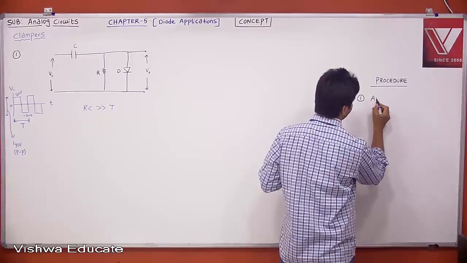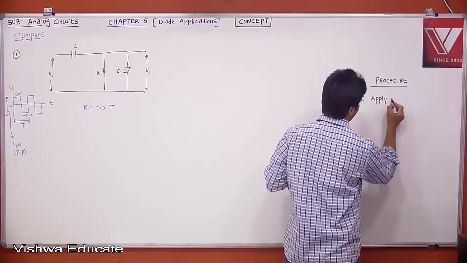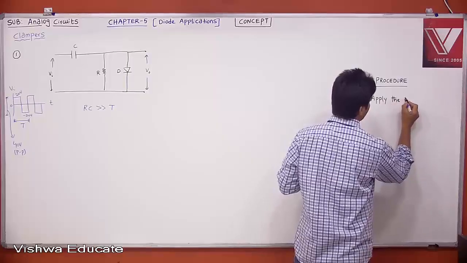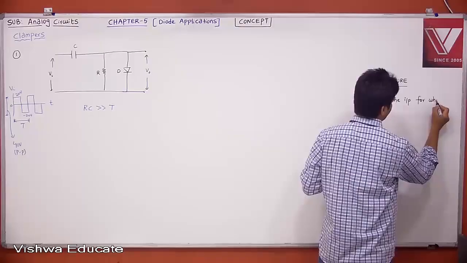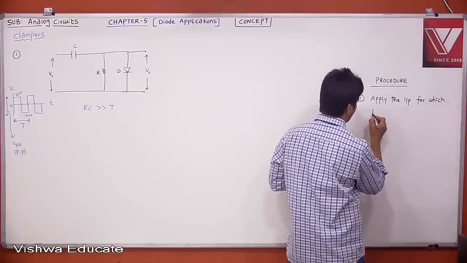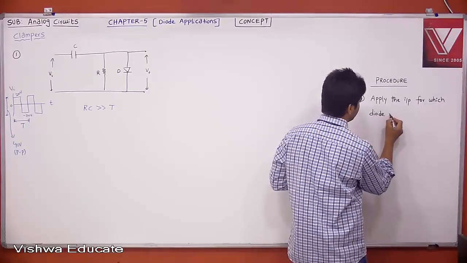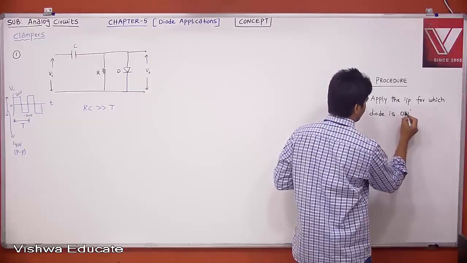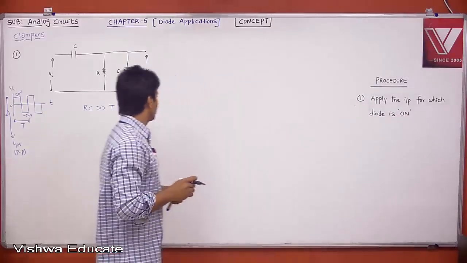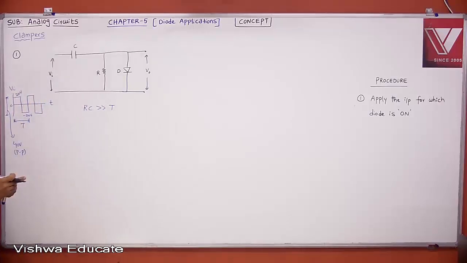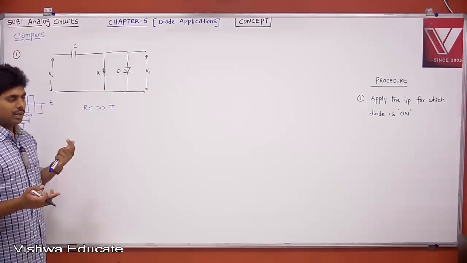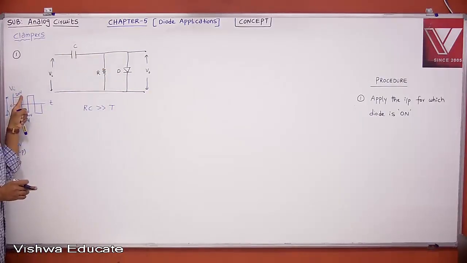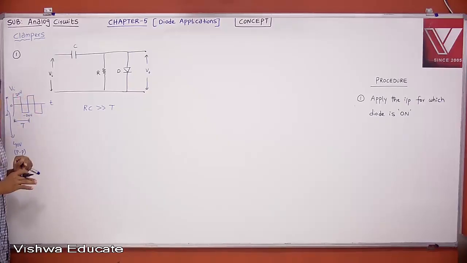apply the input for which the diode is on. And I want to tell one more point. See, in this case, what does that mean? Apply the input for which the diode is on. Plus 20, minus 20: for what voltage will your diode be on? Plus 20. Therefore, you need to start with plus 20. When you start with plus 20, something will happen. That's what we will see.